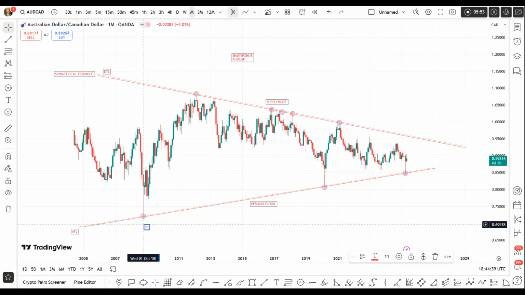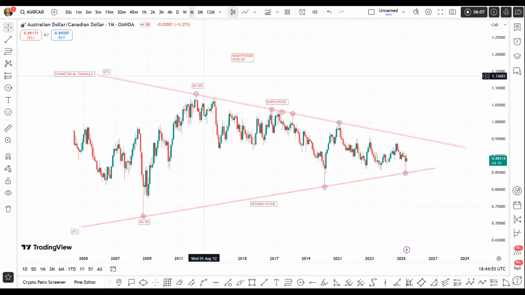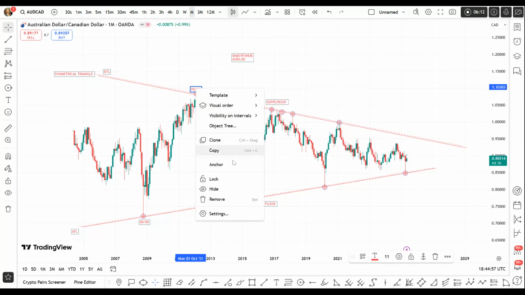These are SR/ROS. Support becomes resistance on break of structure, and resistance becomes support on break of structure. And this is your ROS/SR. Resistance becomes support on break of structure, and support becomes resistance on break of structure, vice versa.